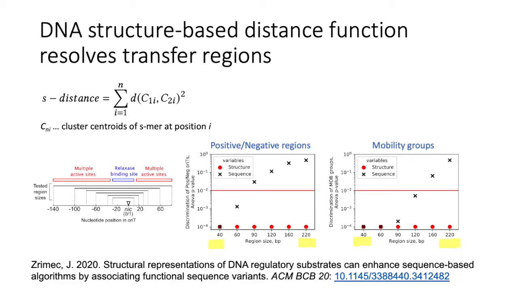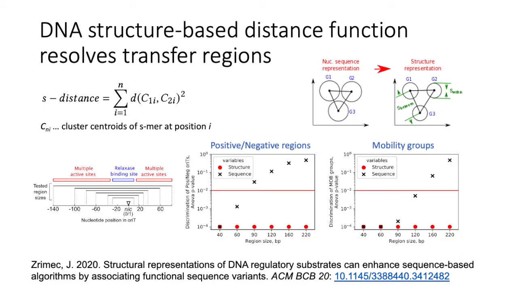And this was done across different sized parts of the transfer regions, so from the central 40 base pair enzymatic substrate to the whole 220 base pair regions spanning multiple different binding sites. We found that with the shorter 40 base pair parts, we got significant discrimination of both positive negatives as well as mob groups, whereas for instance with the whole regions, only the structural representations were able to successfully, so significantly, discriminate among the different functional groups. So the structural representations seem to increase the resolution between functional groups of sequences, which enables them to resolve regulatory DNA more accurately than bare nucleotide sequence.